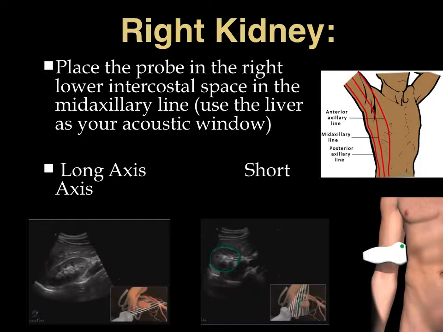To switch to the transverse view, you will rotate 90 degrees from the long axis and then fan from the superior to inferior pole of the kidney, or head to toe.